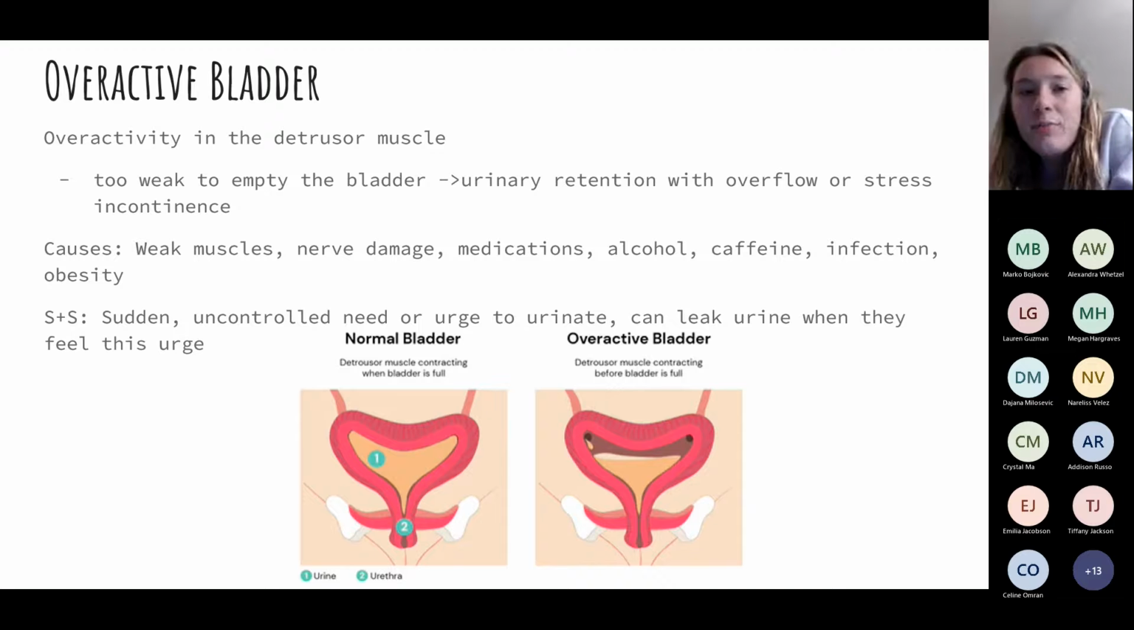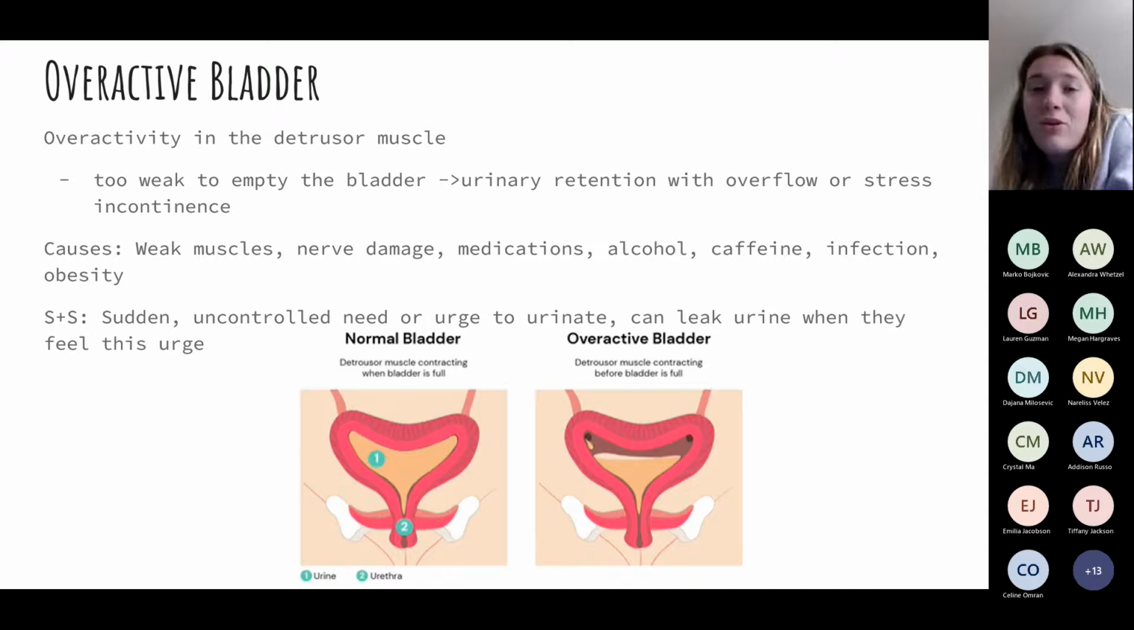Our overactive bladder. So there's overactivity in our detrusor muscle. This is a little bit difficult to understand, but just know that there is so much contraction happening in the bladder that it eventually gets worn out. I always like to say, if you try doing 100 sit-ups, your ab muscles are probably going to be spazzing a lot. They're going to be pretty sore and not very strong for a few days.